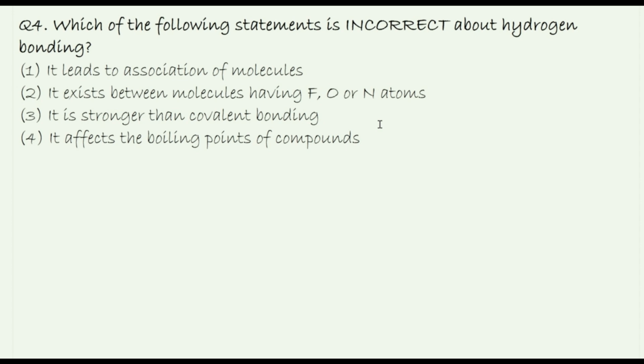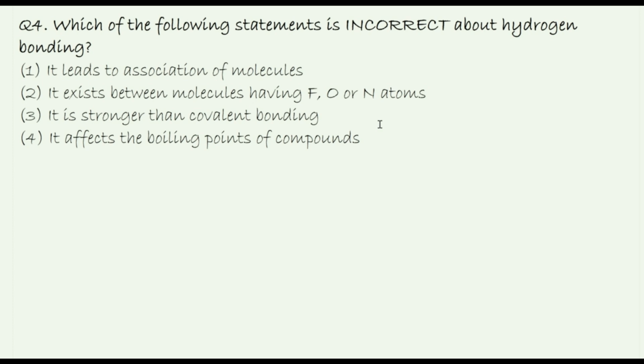Then this question: which of the following statements is incorrect about hydrogen bonding? It leads to association of molecules. It exists between molecules having fluorine, oxygen and nitrogen atoms. It is stronger than covalent bonding. It affects the boiling point of the compounds. See, first of all, let's examine these statements. Hydrogen bonding does lead to association of molecules, causing liquids like water to have cohesive properties, right?